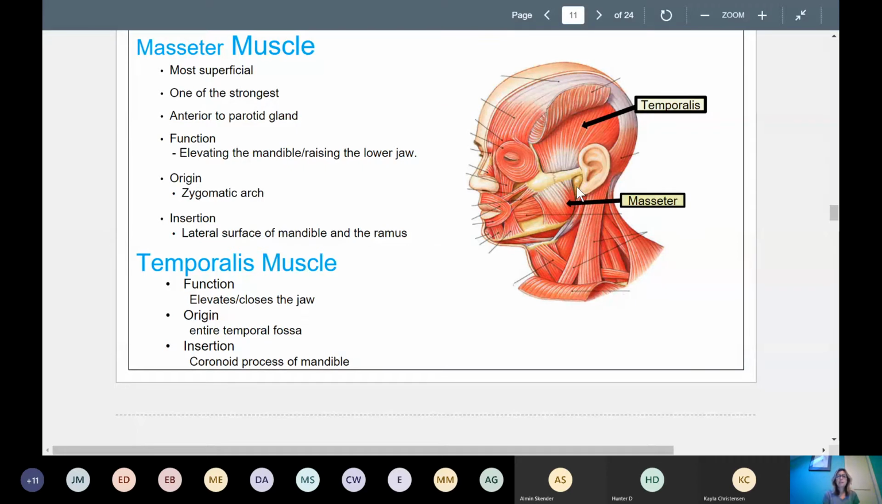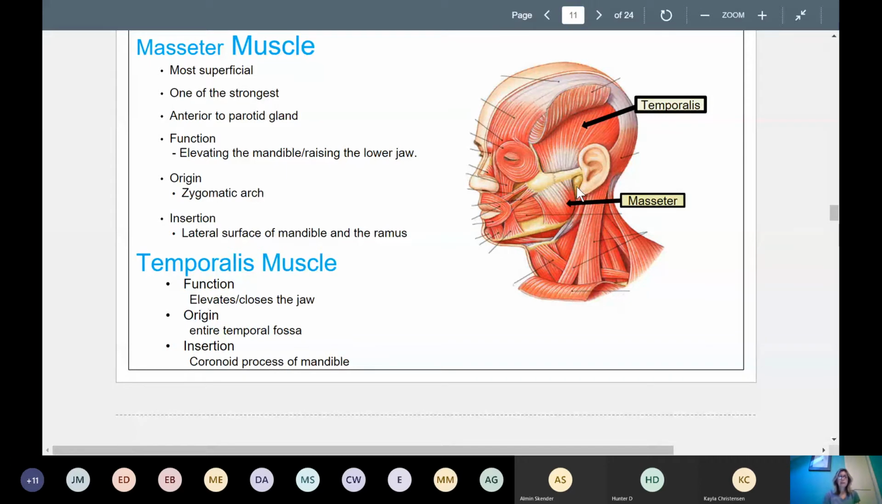And its origin is the zygomatic arch, so it connects to your cheekbone, and it inserts on the lateral surface of the mandible and the ramus. So lateral surface of the mandible and ramus, so right here. This is its insertion, and you can imagine it's inserted there, and it's going to move the mandible like this.